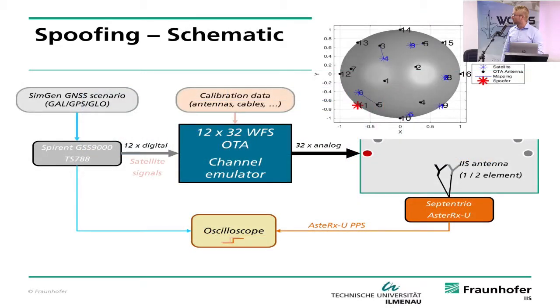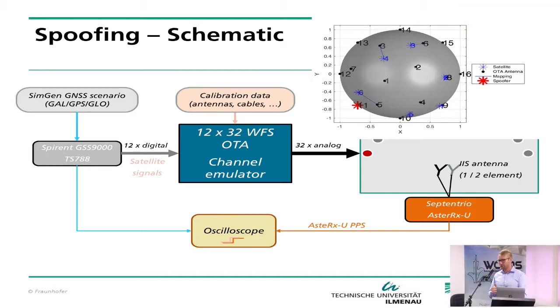And here in the center is the setup. We have the channel emulator, the satellite emulator, and at the end we compare the pulse per second in an oscilloscope. So the comparison of the GPS receiver and the satellite emulator. And if these both pulses drift, then we see that this attack worked.